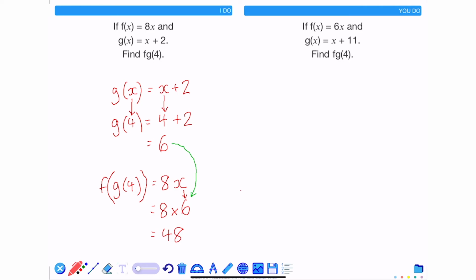So like before, the first thing I need to do is work out what g of 4 is. G of 4 is 4 plus 11, which gives me 15. Now substituting this into f would give me 6 times 15. 6 times 15 is 90, and this is my final answer.